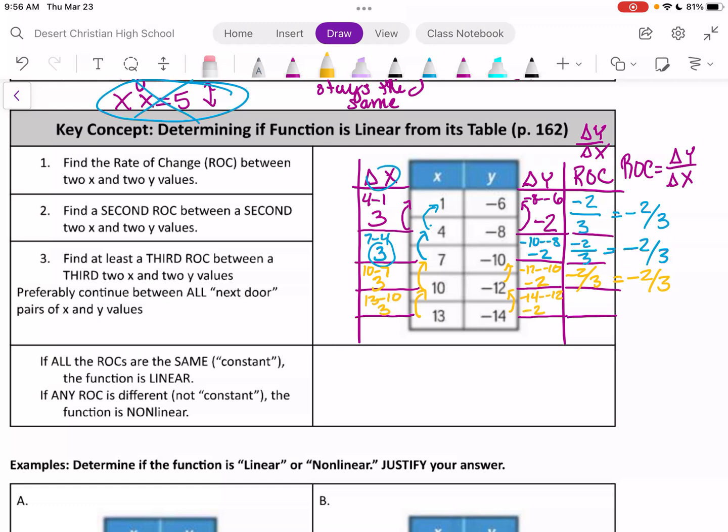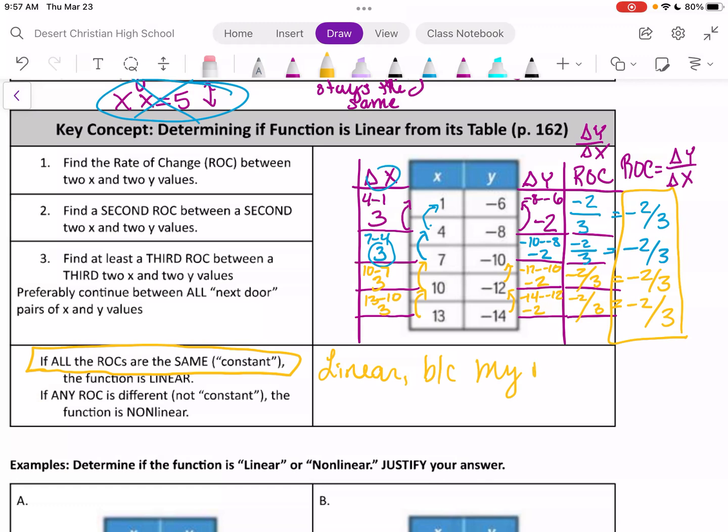You have to do this on paper with your pencil. Have your IXL notebooks out. 3, so I got careless. Okay, delta y, that's my negative 2, divided by delta x, that's my 3, negative 2 divided by 3. Are all of my rates of change the same? Do I have a constant rate of change? Yes, they are all the same, so this function is linear. Why? Because my rate of change is constant. That's my justification. My rate of change is constant.